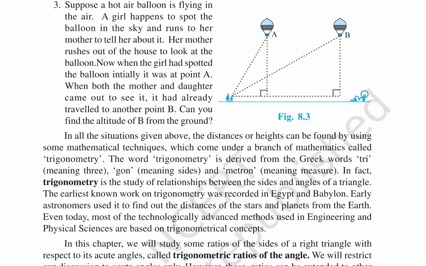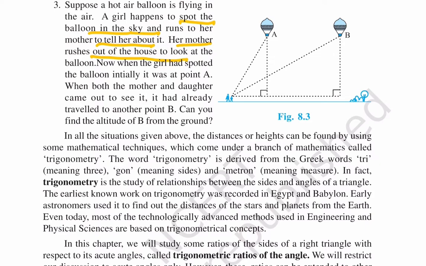Similarly, here a story is, suppose a hot air balloon is flying in the air. A girl happens to spot the balloon in the sky and runs to her mother to tell her about it. Her mother rushed out of the house to look at the balloon. Now, when the girl had spotted the balloon, initially it was at point A. When both mother and daughter arrived to see the balloon, it had already traveled to another point B.